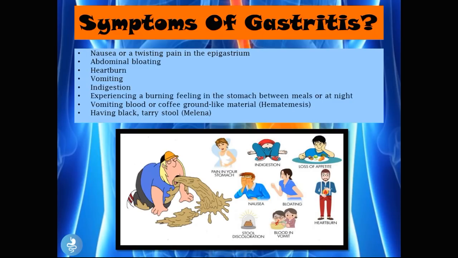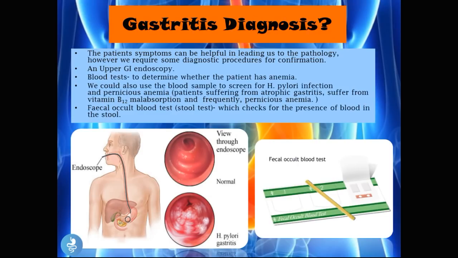So what are the symptoms of gastritis? Nausea or a twisting pain in the epigastrium, abdominal bloating, heartburn, vomiting, indigestion, experiencing a burning feeling in the stomach between meals or at night, vomiting blood or coffee ground-like material, which is called hematemesis, and having black, tarry stools, which is called melena.